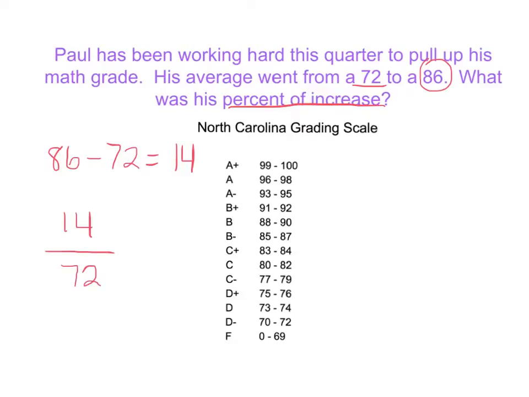So we have our fraction that we could first change into a decimal, which would change to 0.19 with a 4 repeating. And we've learned in class how to go from decimal form to percent form. The decimal will move back twice, leaving the percent of increase to be about 19.4%.